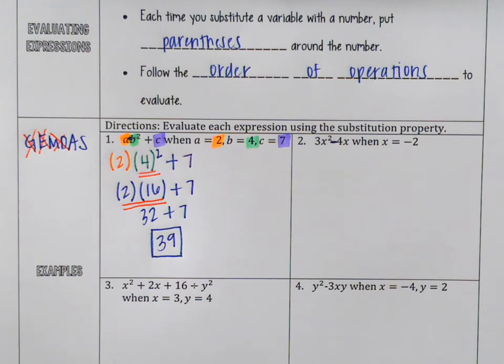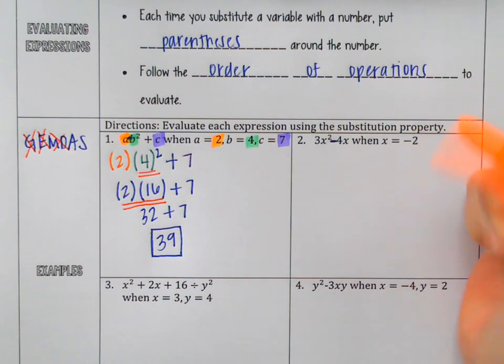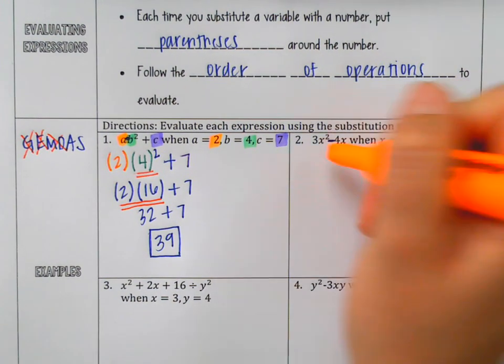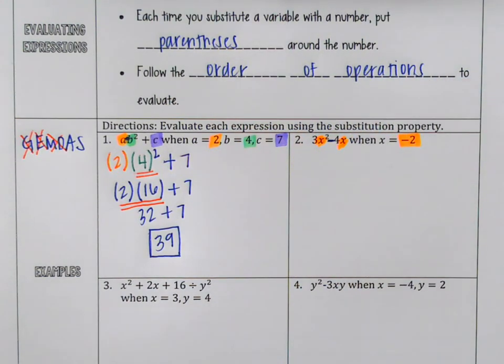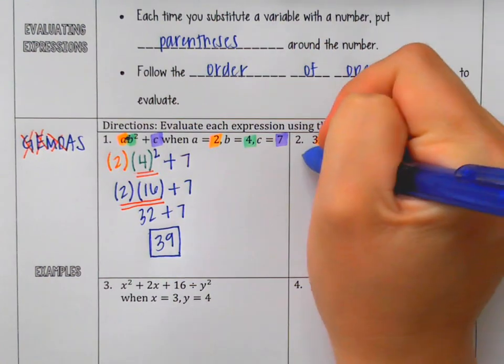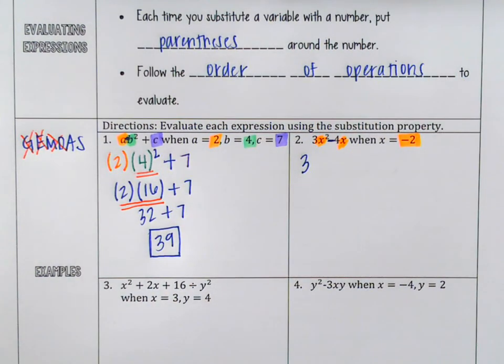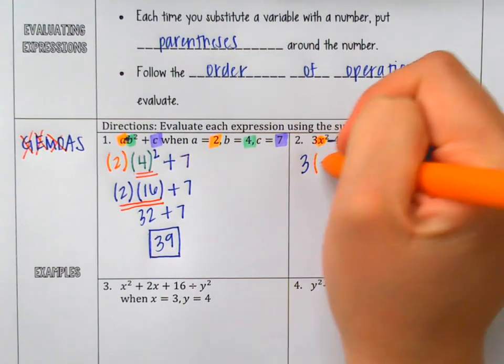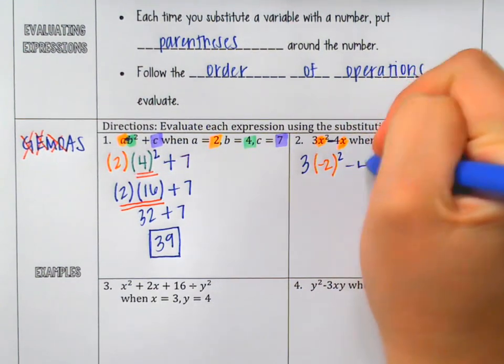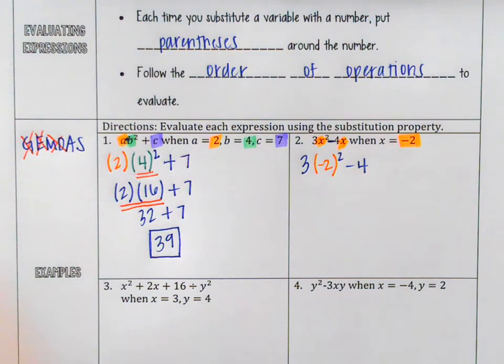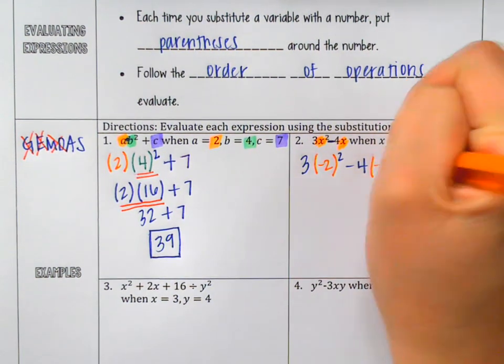Okay, so you should have already plugged in your -2. Wherever there's an x, we're going to plug in -2. We keep the 3 the same. My -2 goes in parentheses, and we're going to square that, minus 4, and then again, -2 in parentheses.